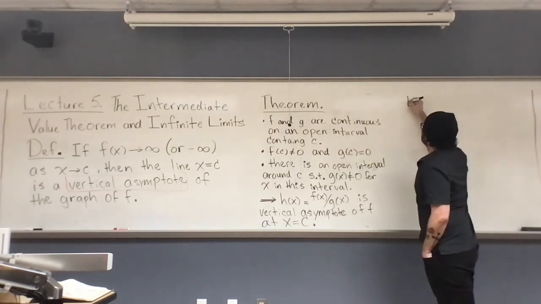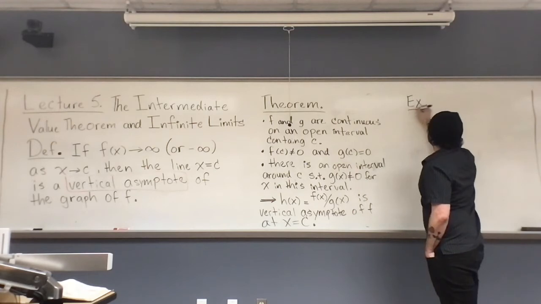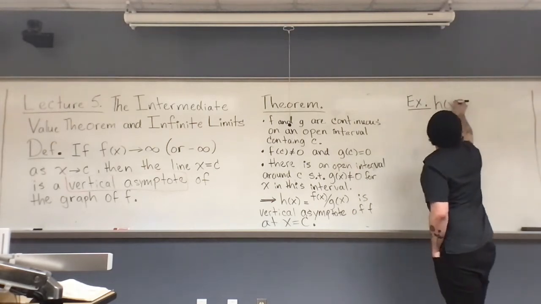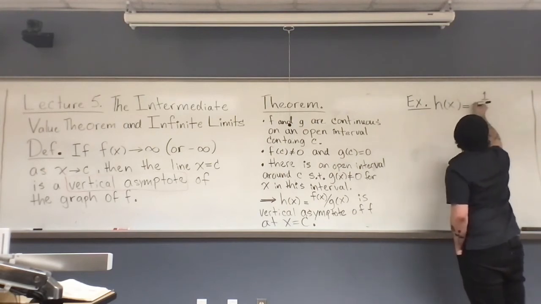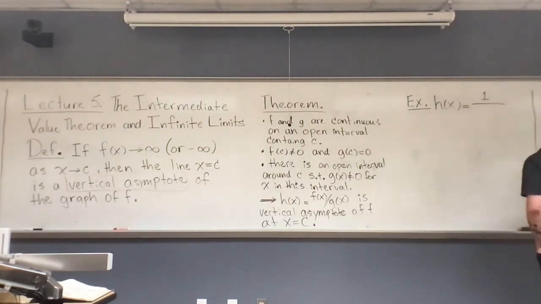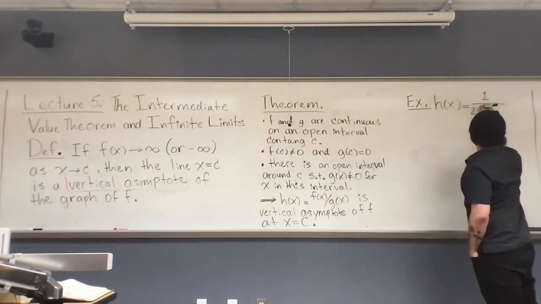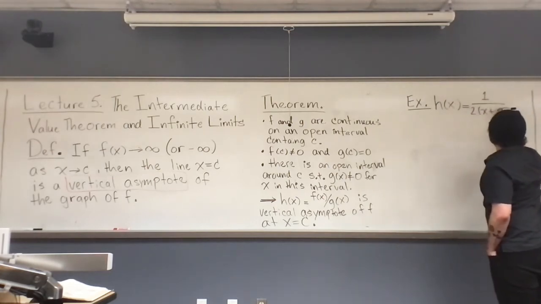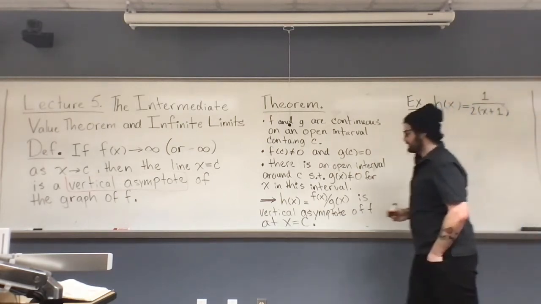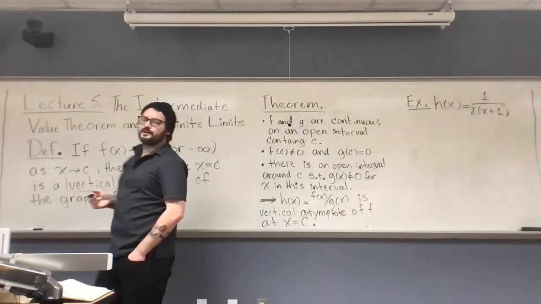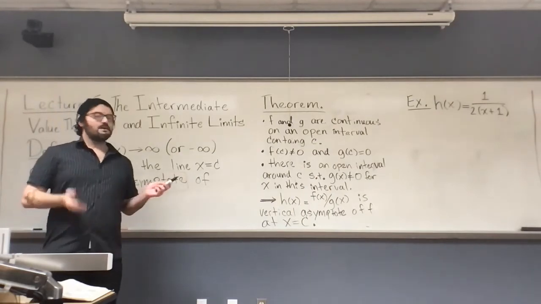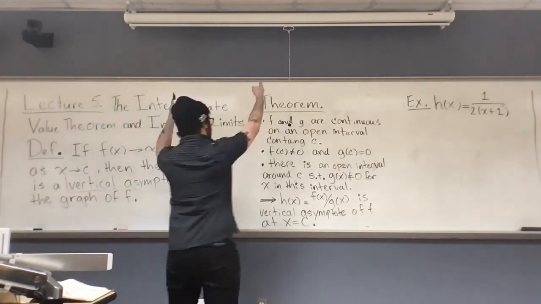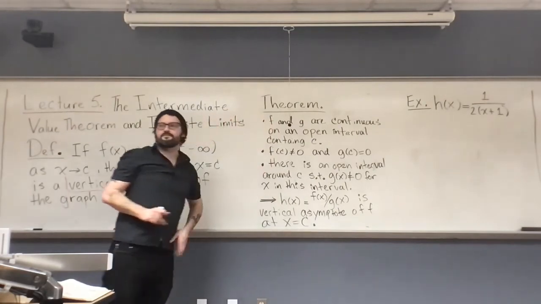Example. So h of x equals 1 over 2 times x plus 1. Okay, so we might be asked to find the vertical asymptotes of that function. We should have a vague idea of how it looks, right? It's like that.